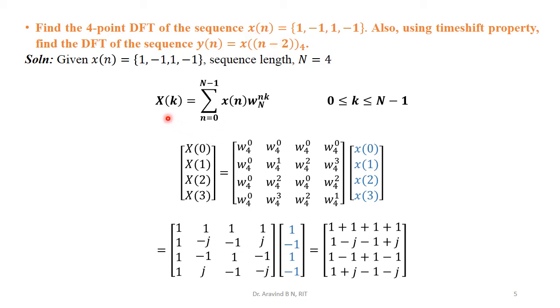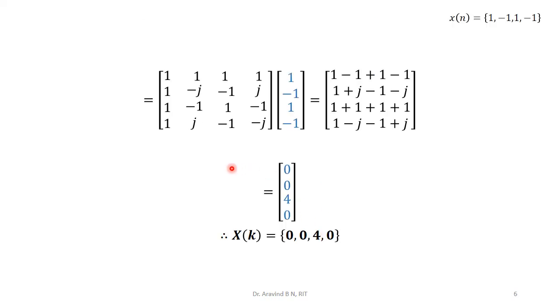So X of k is defined by summation n is equal to 0 to N minus 1, x of n omega_N to the power nk, for all the values of k ranging from 0 to N minus 1. Since N is equal to 4, we can make use of the matrix relation of the DFT. So here we have applied the matrix relation of the DFT. So we are going to get the result as X of k is equal to 0, 0, 4, 0. This is the first part of the calculation.